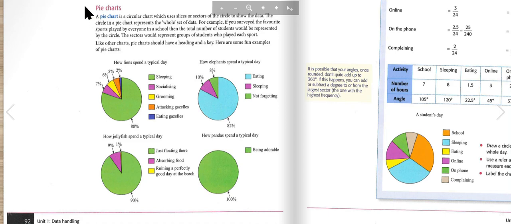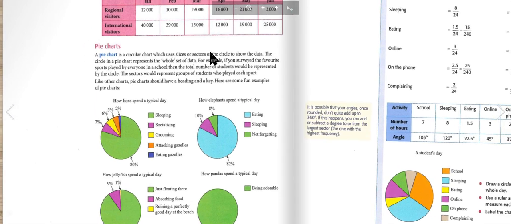Pie charts. A pie chart is a circular chart which uses slices or sectors of the circle to show the data. The circle in a pie chart represents the whole set of data. For example, if you surveyed the favorite sport played by everyone in the school, then the total number of students would be represented by the circle. The sectors would represent groups of students who played each sport. Like other charts, pie charts should have a heading and a key.